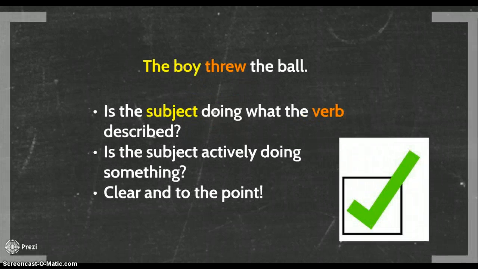In order to know that you're writing in active voice, you have to ask yourself, is the subject doing what the verb described? And is the subject actively doing something? In this case, both times the boy is actively doing something and is doing what the verb described. He's throwing the ball. Therefore, you're writing in active voice.